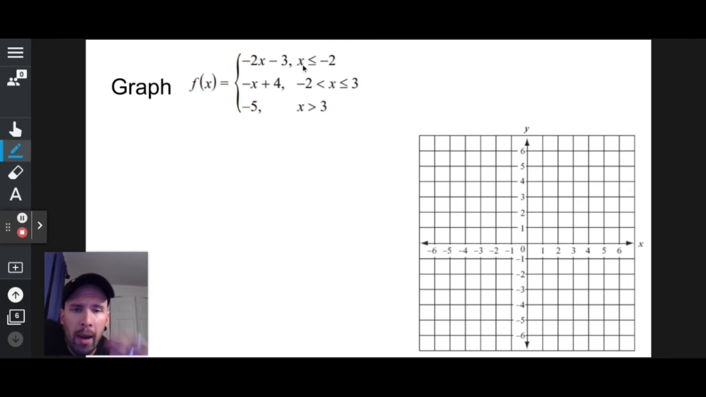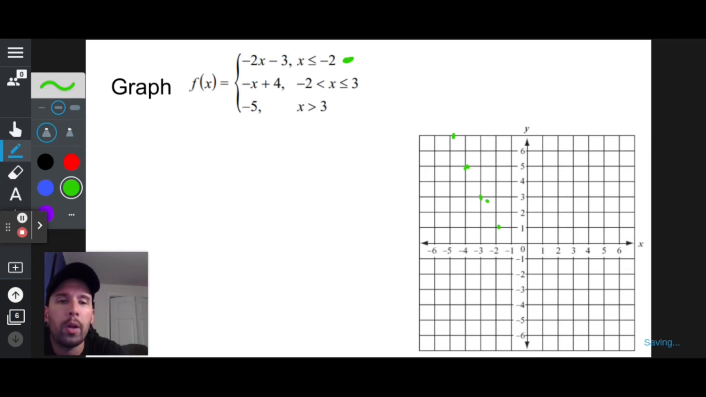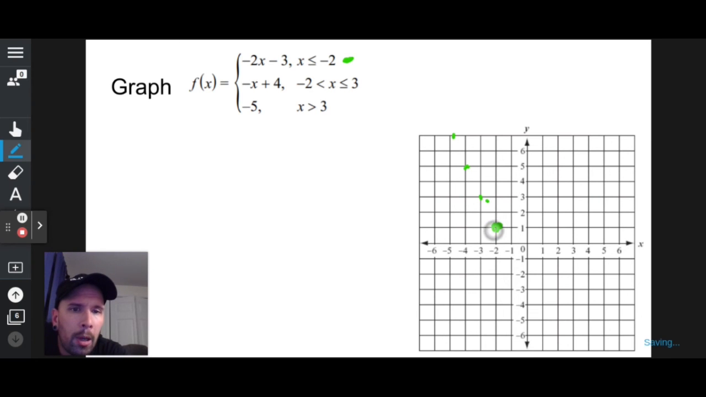Negative 2x minus 3, let's graph the whole thing. Minus 3 will make you green. Negative 2 is my slope, so boom, boom, boom, boom, boom. Before I go too far, I only care about the stuff to the left of negative 2. So tell you what, if I only care about the stuff to the left of negative 2, but also including negative 2, then there's my big dot at negative 2, and I'm going to go right there. Okay?